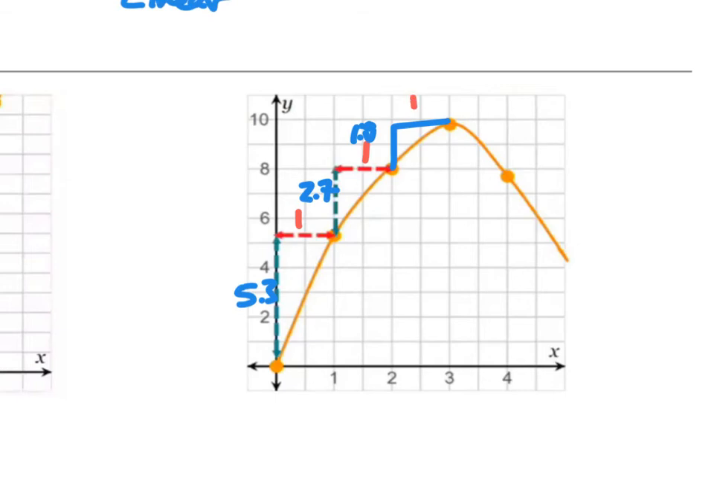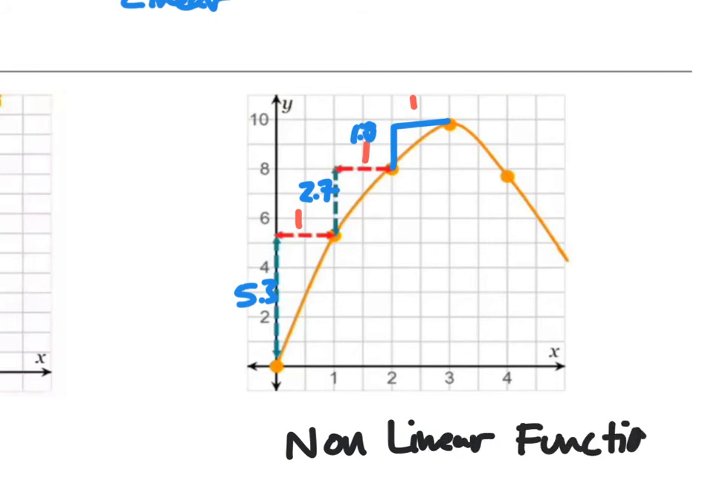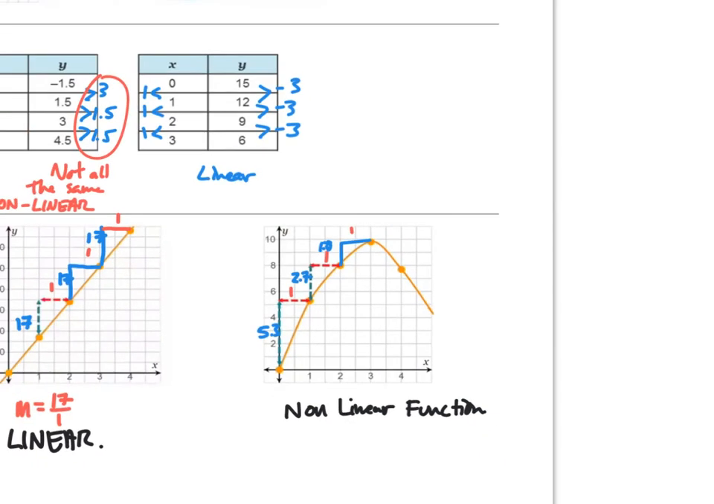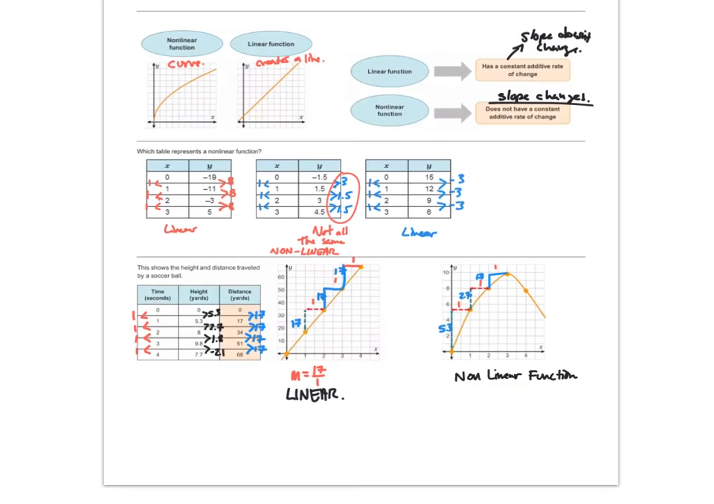And so these values, these slopes, change. And because these slopes change, all right, this is a non-linear function. And then it even just switches directions and goes the other way. So this is a non-linear function. Okay, it's still a function, just not linear, not a constant rate of change. Okay, this is fun. I'm having a good time.